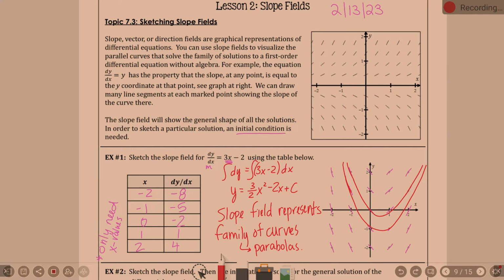So it's nice when you have something like that, you can kind of see what the integral is. Oh, I know when I integrate 3x minus 2, I'm going to get a parabola curve. Okay, and these are just general solutions, right? Because I don't have an initial value. It's okay. Now, one of the things we'll do is, okay, draw me the curve that goes through 1, negative 1. Well, then you'd be looking for the curve that specifically goes through that initial condition.